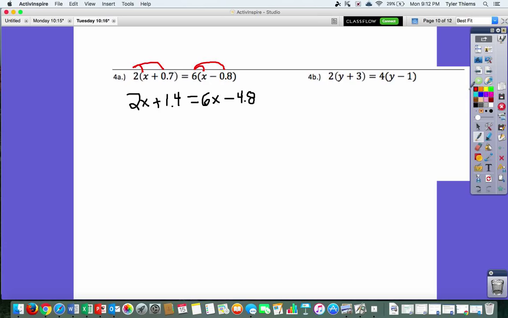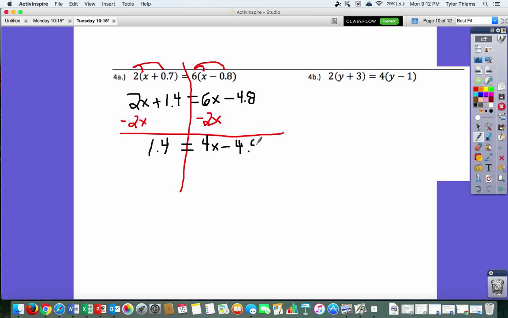Okay. Now again, after we do distributive property, we have variables on both sides. We got to get the variable to only one side. So the first thing we're going to do here is subtract 2x, minus 2x. So those 2x's are gone. We just have 1.4 left on the left side. 6x minus 2x is 4x. Minus 4.8. To get the x by itself, we're going to have to add 4.8 to both sides.